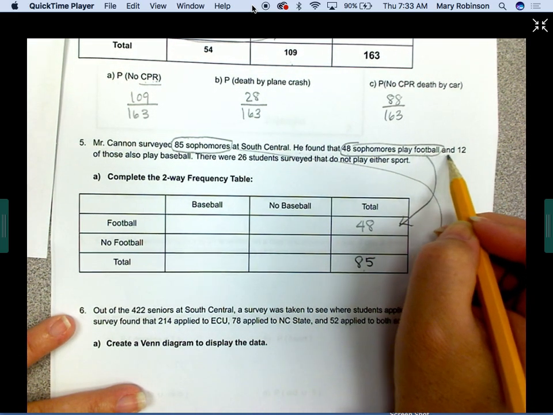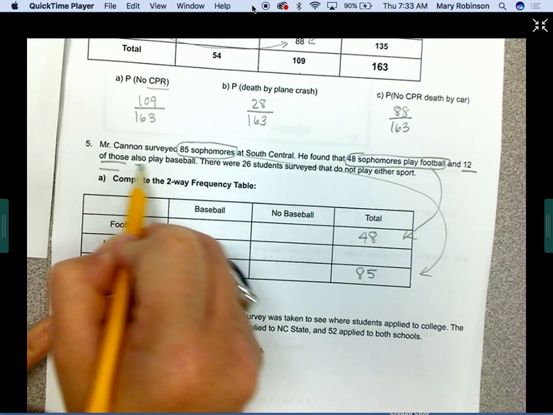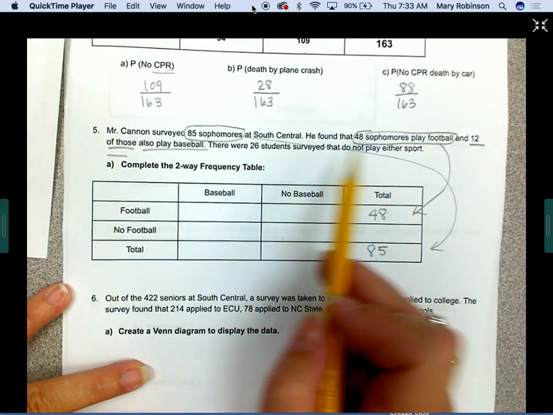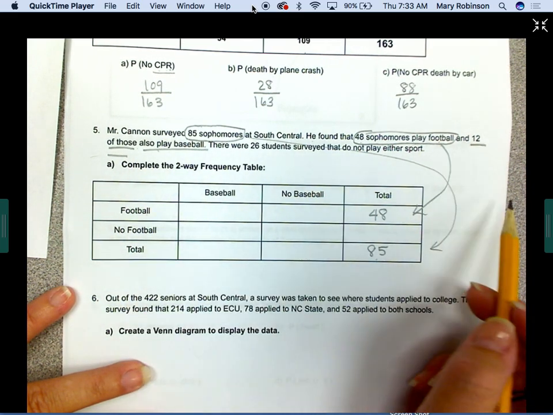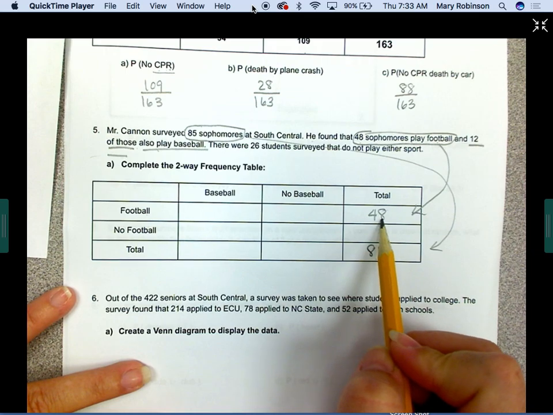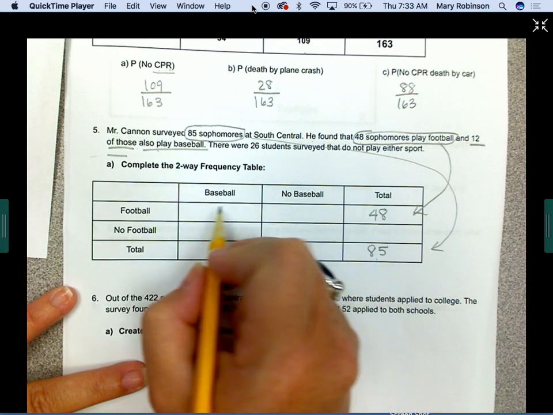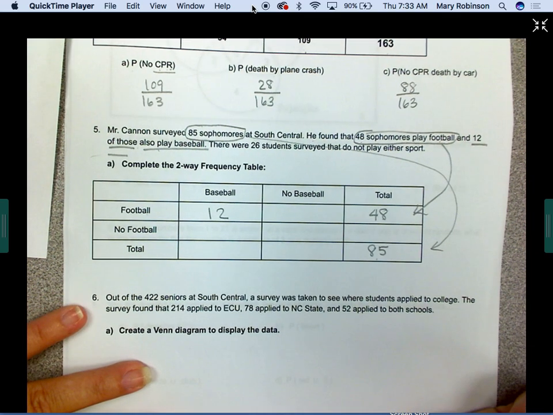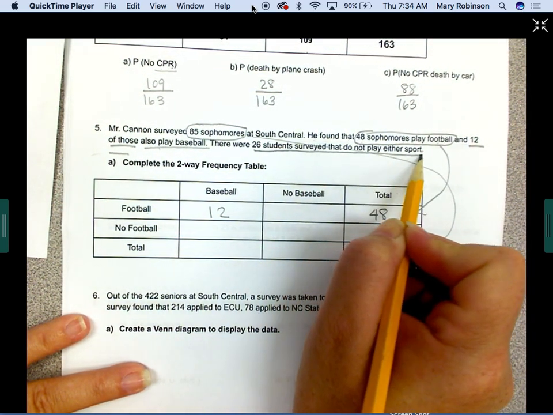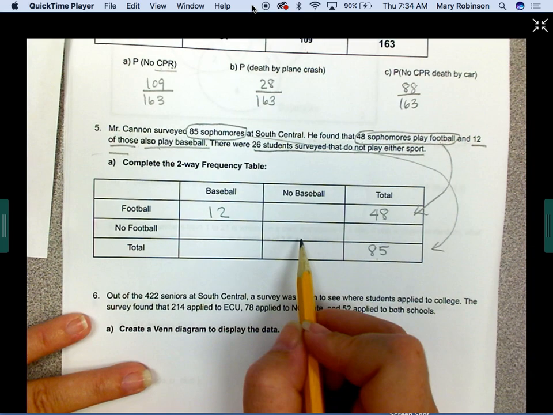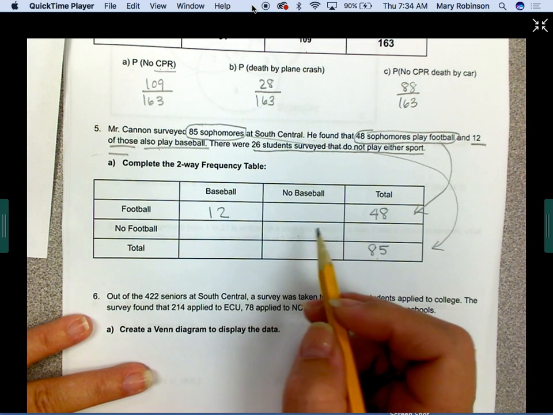Then you are told 12 of those also play baseball. Because it's in the same statement and it says, "and 12 of those," that means 12 of these 48 also play baseball. And lastly, 26 students surveyed do not play either sport. So no baseball, no football: 26.